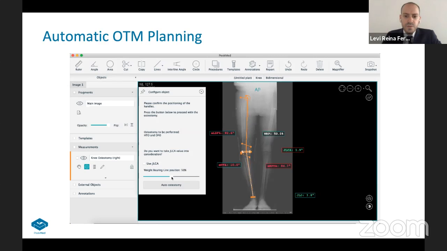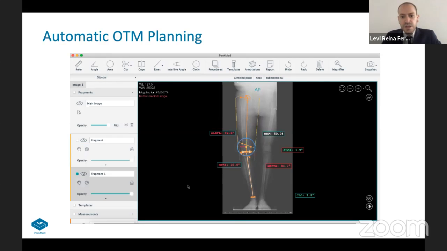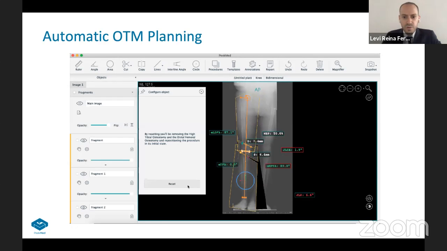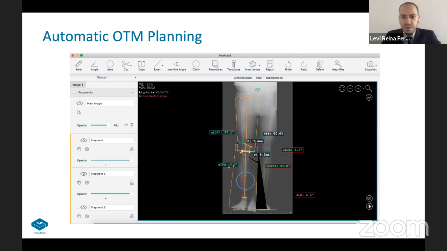And then you just click on auto osteotomy and it does the cuts. It says how many millimeters you have to cut on the tibia, how many millimeters you have to close on the femur. So in this case, you would take 7 millimeters from the femur, and that same wedge could be used for the 6.4 millimeters on the tibia. So you see a complex deformity, really easy to perform, everything's at green, so you're doing the right thing.